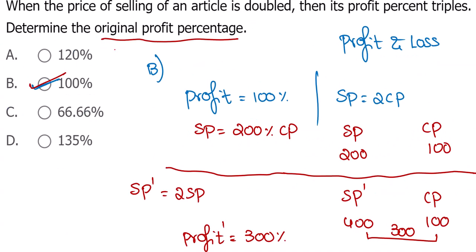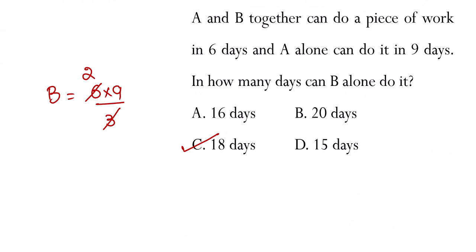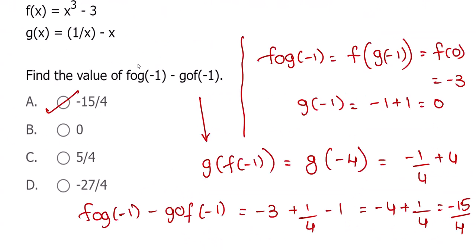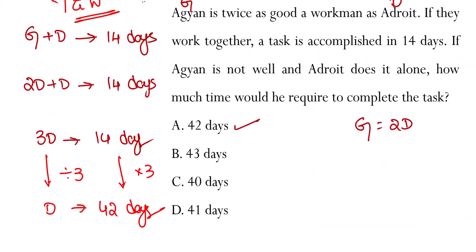And profit and loss related stuff. This is again an excellent question. We did trial and error actually. If the selling price is double, profit is triple, profit percentage is triple. So then I did trial and error with option B. We got it satisfied. Then together given alone, we can do product divided by difference. And a functions related question. One must and should appear in every paper. And again, time and work related stuff.